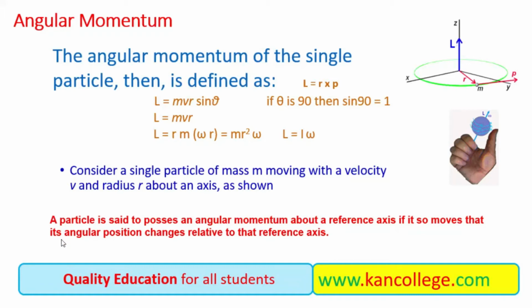Now, a particle is said to possess an angular momentum about a reference axis if its angular position changes relative to the reference axis.